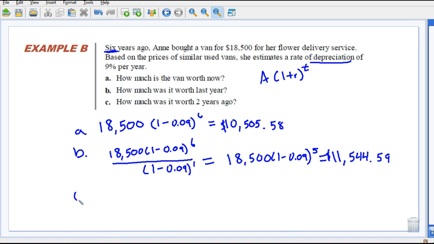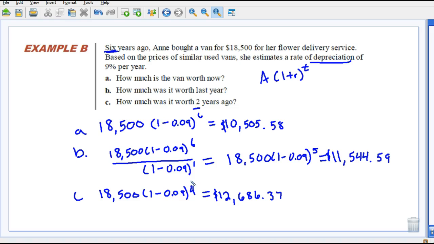Okay, so then part C, we're going to do the exact same thing. The only difference is instead of dividing by this to the first power, divide by this to the second power, which, if I have the same bases, I can subtract the exponents. So 6 minus 2 is going to give me 4. So I have 18,500 times 1 minus 0.09 to the 4th. And when I plug that into the calculator, I should get $12,686.37.